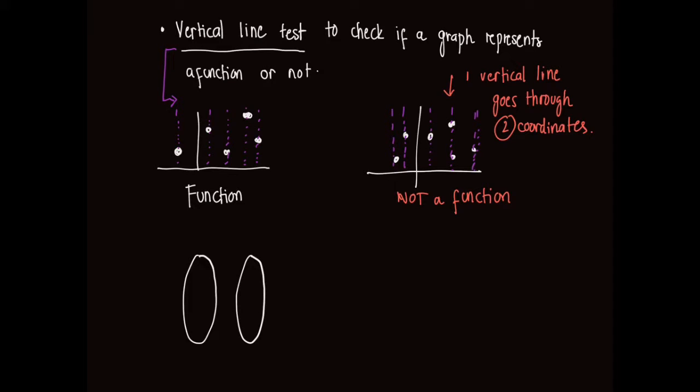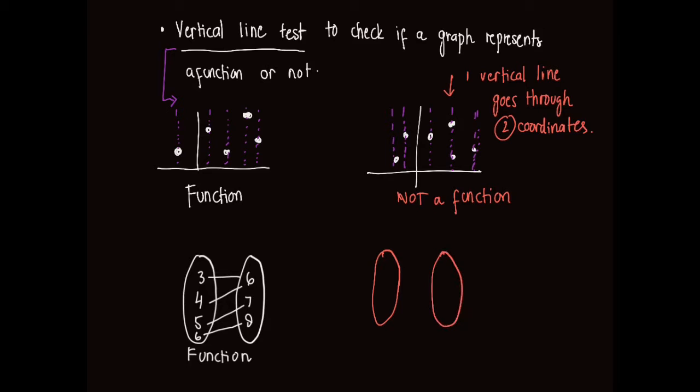This is just again a table of values. As you can see, 3, 4, 5 are the inputs, and the output is on the right side. 3 has 6, one output. 4 has one output. 5 has one output, which is 7, and 6 has one output, which is 8. So that is a function.